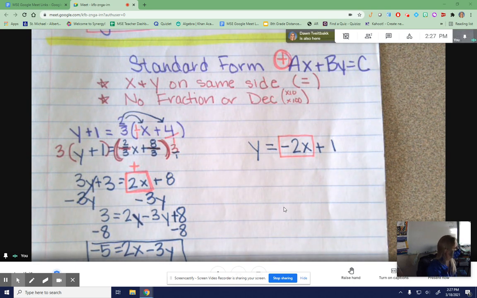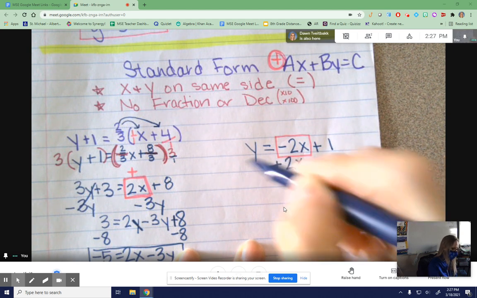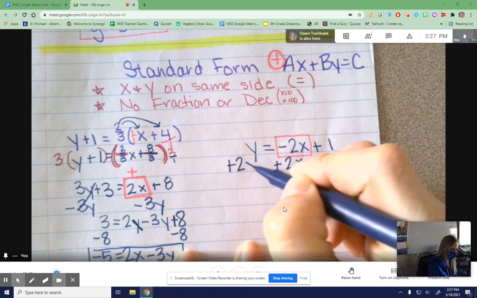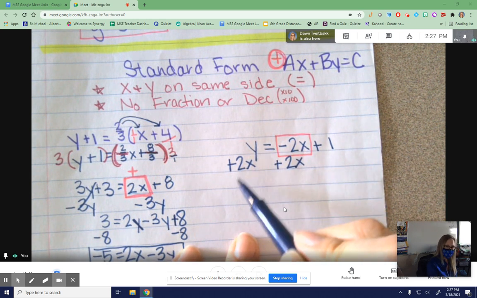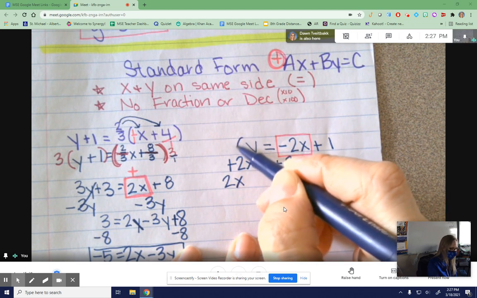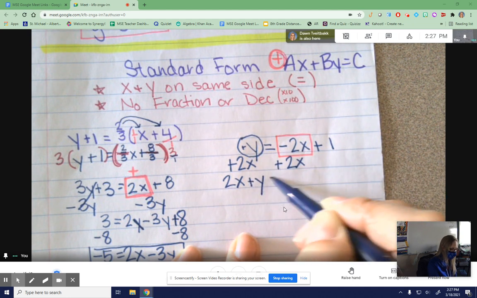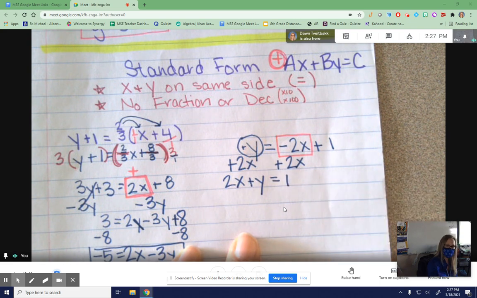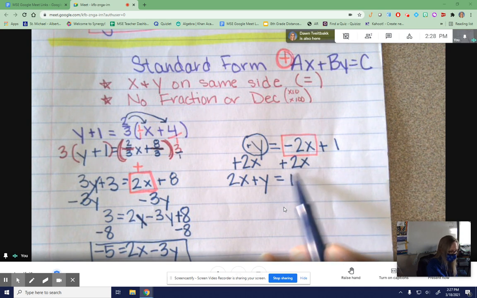So to turn it positive, boot it over to the other side. Jacob, pick your head up now. You're going to put it over to the other side. So you're going to add 2x, and you're going to add 2x. Can you add 2x and y together? No. So you'll say 2x. This y is hanging out here, right? It's positive, so this will become plus y. This 1 is just going to drop down. If it said minus 1, I would say like negative 1.